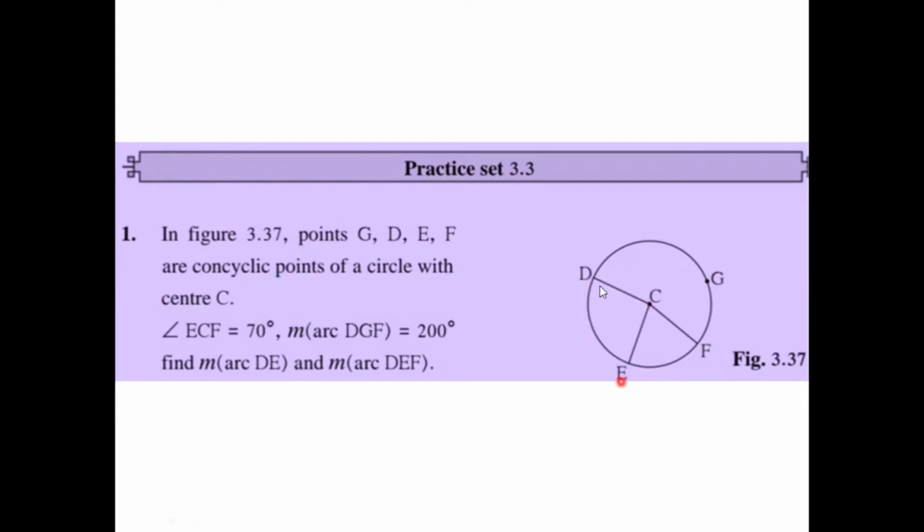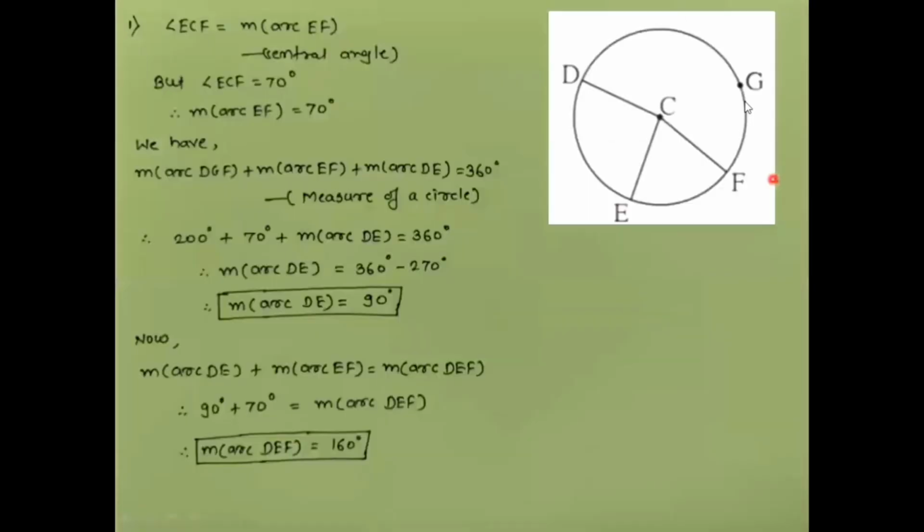That means these 4 points are vertices of a cyclic quadrilateral. Now angle ECF is equal to 70 degrees and major arc DGF is 200 degrees, and from this information we have to find the measure of arc DE and measure of arc DEF. So to solve this question, we have this diagram again.